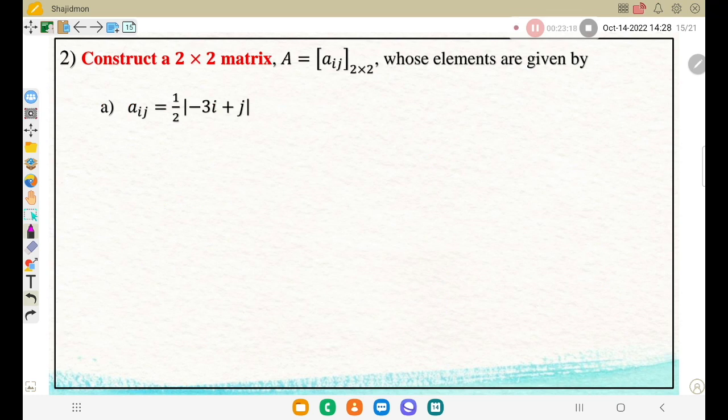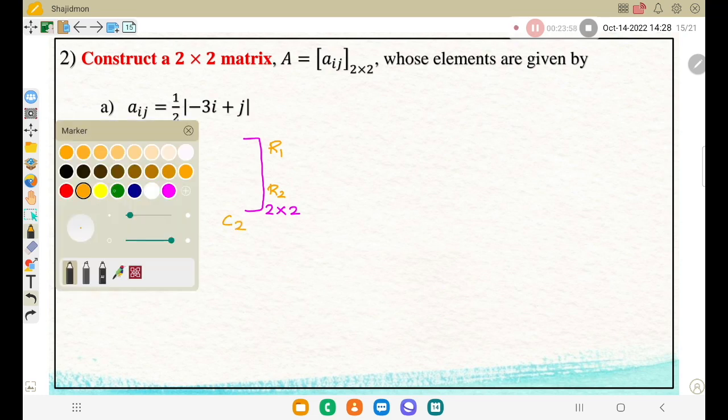Okay, now let's start another question. Question number 2. Construct a 2 by 2 matrix whose elements are given by Aij equals half multiplied by the absolute value of minus 3 times i plus j. So what do we need to create? We need to create a 2 by 2 matrix, correct? 2 by 2 means, you know how many rows and how many columns? Row number 1, row number 2, column number 1, column number 2, correct?